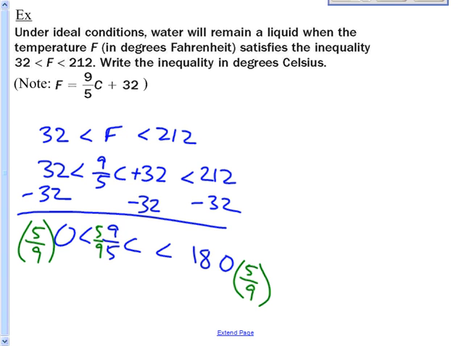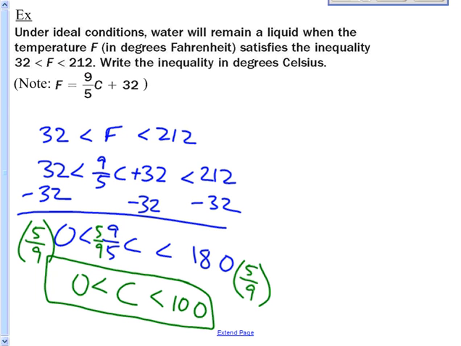Okay, you got 45 over 45 C, which is 1 C. That's what we wanted. 20 times 5, what's that, 100? And then we got 0 over here. So C is less than 100, and it's greater than 0. Okay, so that's under ideal conditions, water remains a liquid in between those temperatures for Celsius.